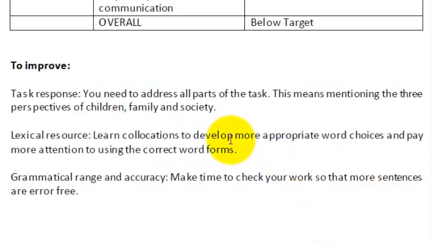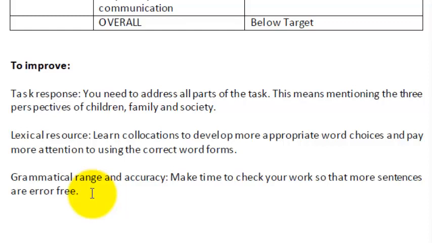If we come back to the overall comments, in the lexical resource, she needs to learn collocations to develop more appropriate word choices and pay more attention to using the correct word forms. That means perhaps she used a verb where she should have used a noun, or an adjective when she should have used a noun. And then finally, grammatical range and accuracy.